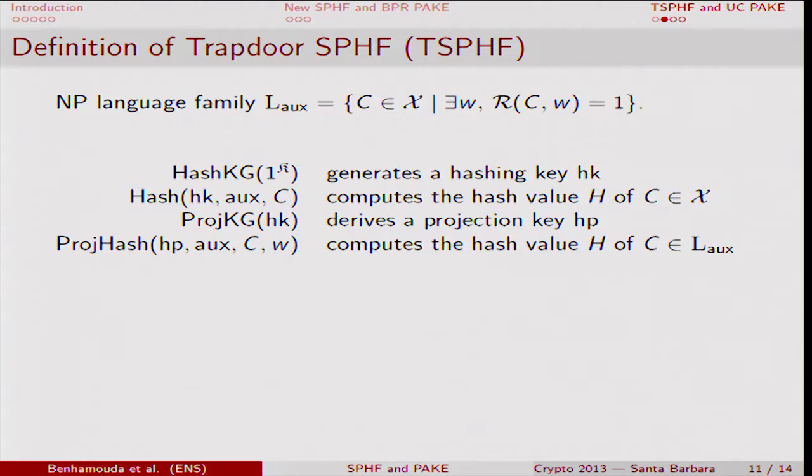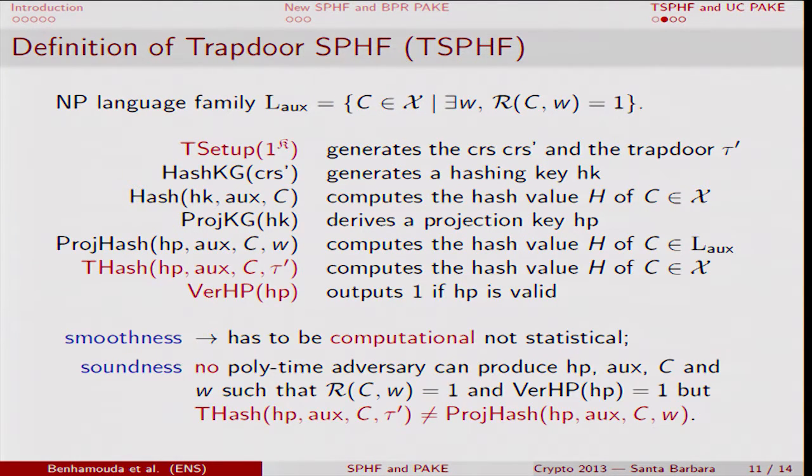So more formally, what is a trapdoor smooth projective hash function? It's similar to a smooth projective hash function, except we have this additional setup to set up the common reference string and the associated trapdoor. Then we have this algorithm THash, which enables us to compute the hash value of any ciphertext C, given the HP and the trapdoor tprime. And we also have a last algorithm that just checks the validity of the projection key, so don't bother with it.